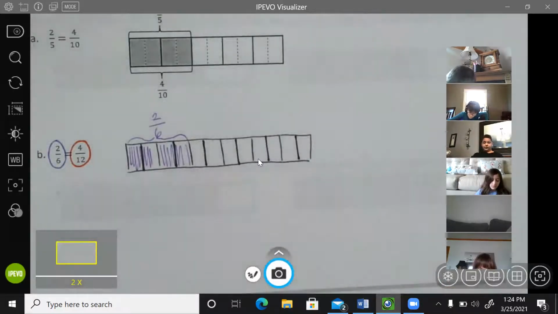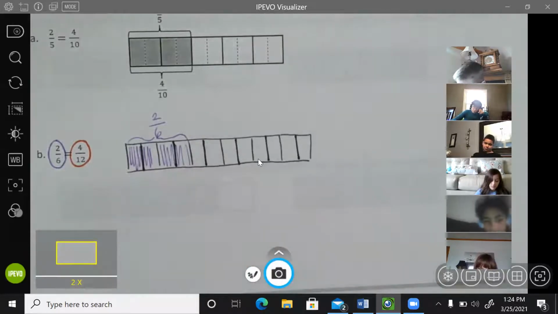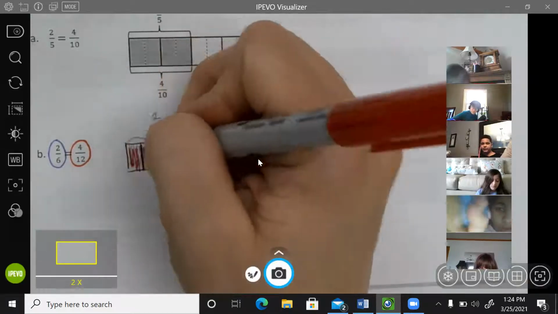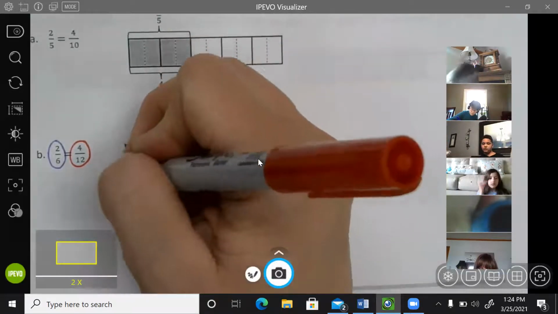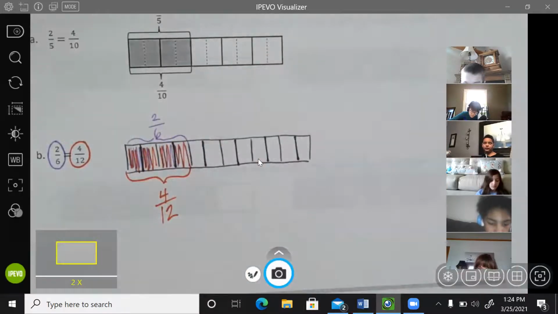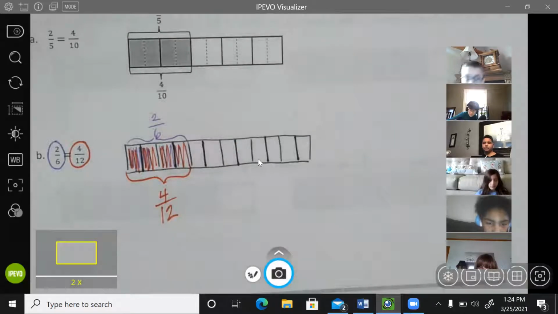I'm good. Now, Brian, I need to shade 4/12. So how many should I shade in red? Four boxes. 1/12, 2/12, 3/12, 4/12. I'm going to label this bottom 4/12. Brian, what do you notice about the purple shading and the red shading? They're both the same.